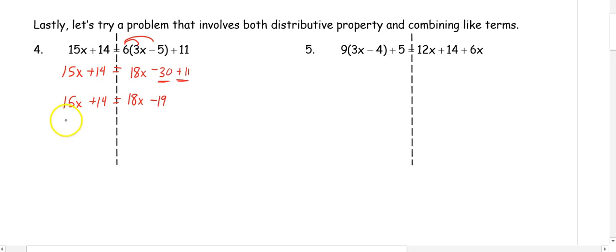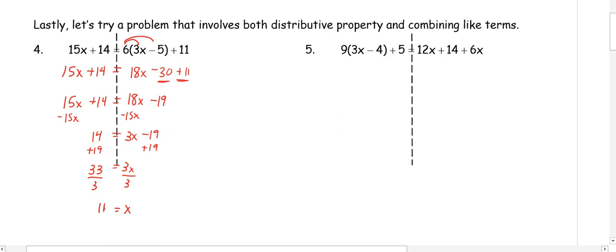So we're going to move the smaller variable, so we're going to subtract 15x from both sides. And we get 14 equals 3x minus 19. We can add 19 to both sides. So we get 33 equals 3x. So now we have the variable on one side and the constant on the other. So we're going to divide by 3, and we get x is 11.